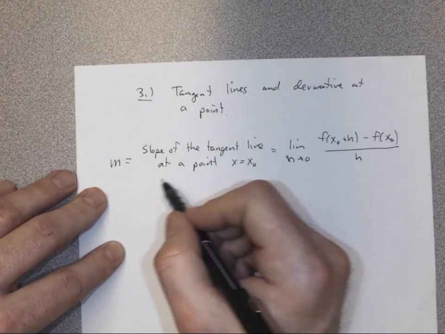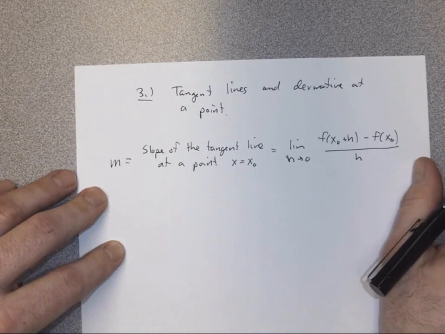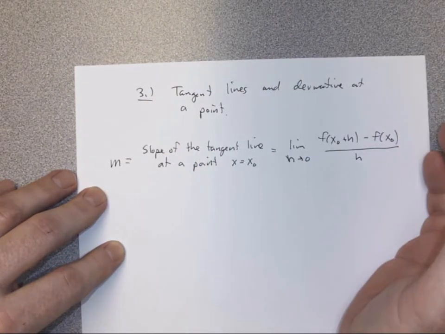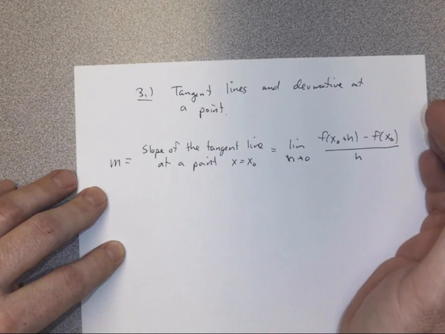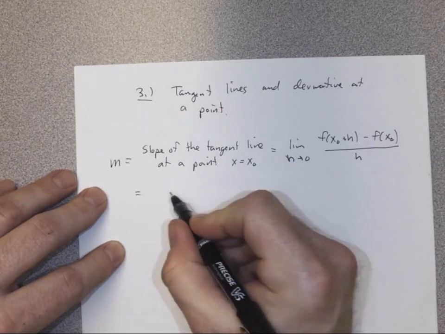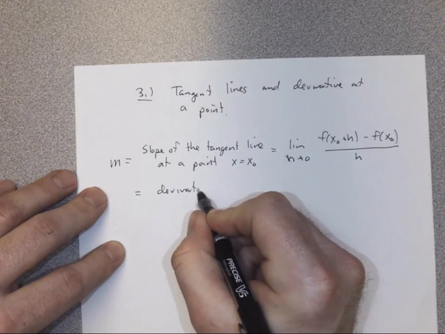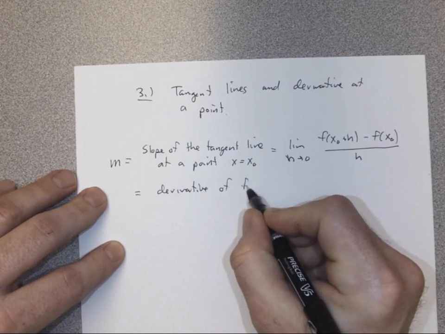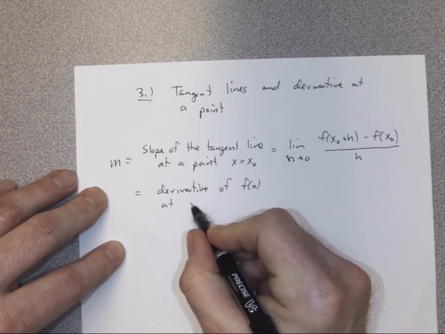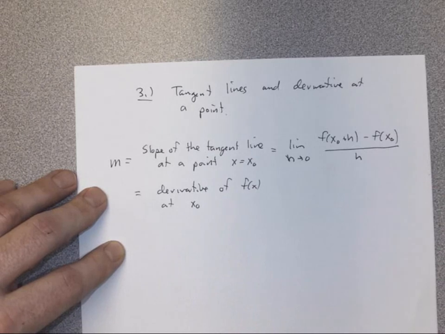Another way to say the slope of the tangent line at point x naught, instead of having to write all those words, is we could say this is also the derivative of that function at that point. So this is also the same thing as saying the derivative of f of x at x naught. So these are all the same things, okay?